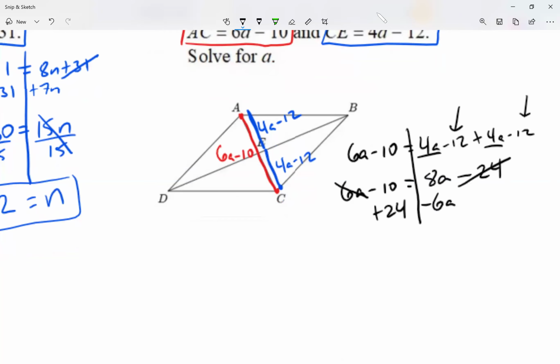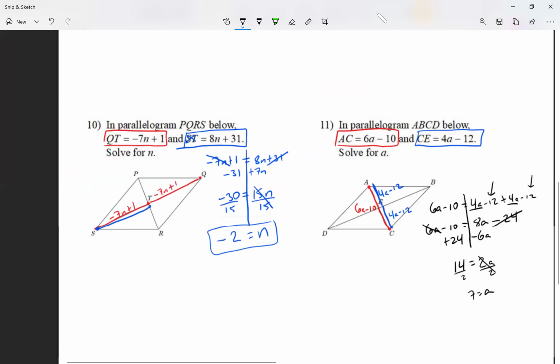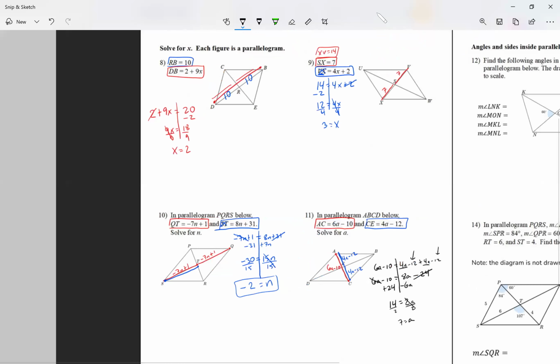So negative 10 plus 24, it's 14. 8 minus 6 is 2, so this is going to give me 2A. Let me divide both sides by 2, so I get that 7 is equal to A. Not bad. There, you can see what we did today.